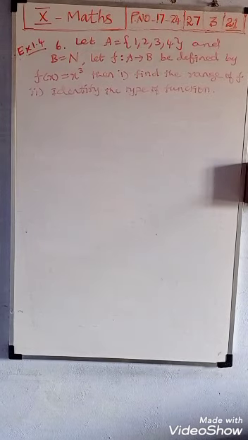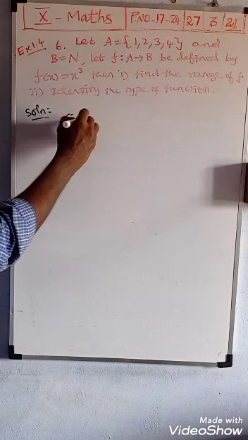Next, see the sixth question. Let set A = {1, 2, 3, 4} be the domain set, and the codomain set B is the set of natural numbers. Let f: A → B be defined by f(x) = x cube. The function value is x cube. Two questions are asked: find the range of f and identify the type of function. Okay, see the solution first.